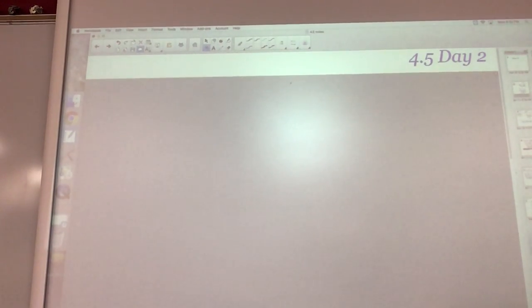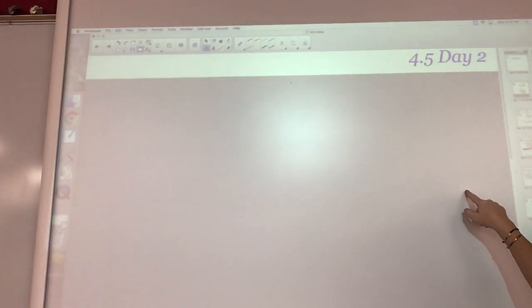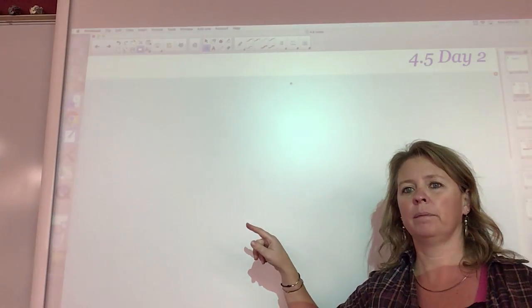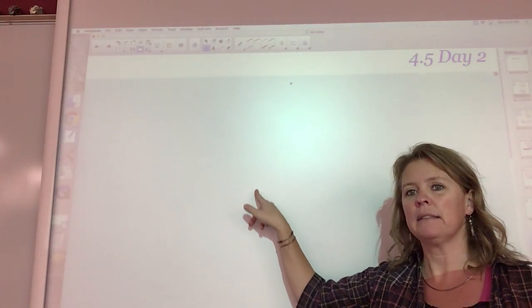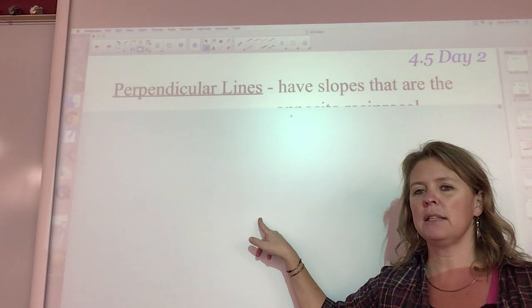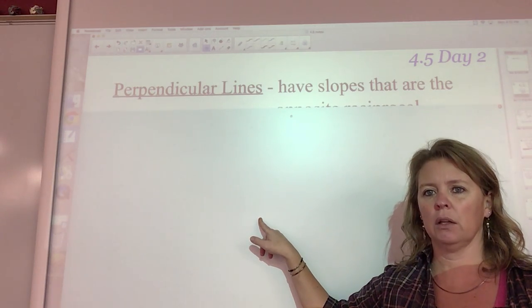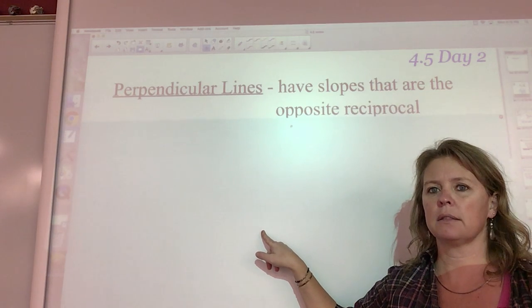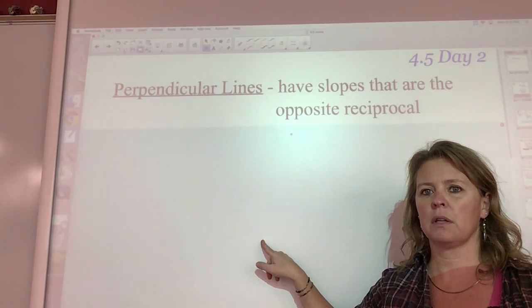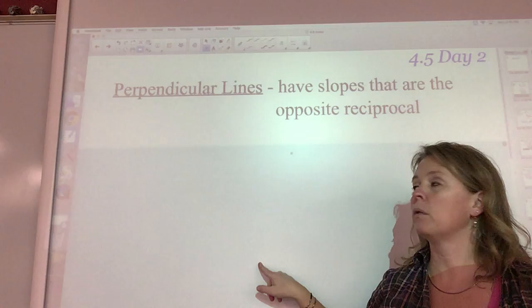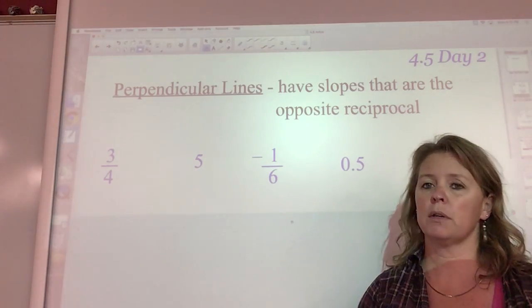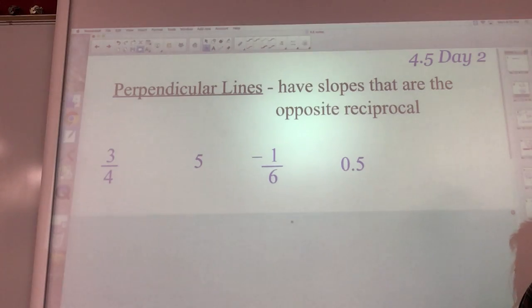Section 4.5, Day 2. Day 2 is going to look very, very similar to Day 1, but not exactly, because these lines are going to be perpendicular. Say that, perpendicular. Perpendicular lines have slopes that are opposite reciprocals of each other. So we're going to take these four numbers and practice doing an opposite reciprocal.